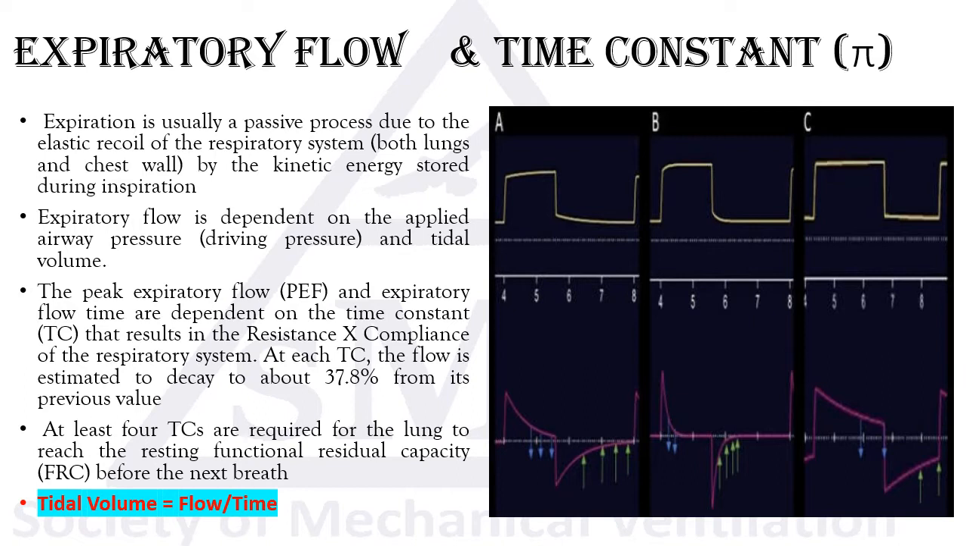The expiratory flow is dependent on the amount of the applied pressure and the tidal volume. This will affect the peak inspiratory and the peak expiratory flow here. Now the peak expiratory flow and flow time are dependent on the time constant, as we said. And time constant is the product of resistance times compliance.